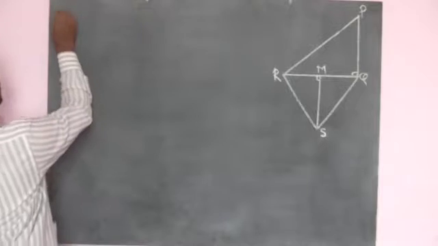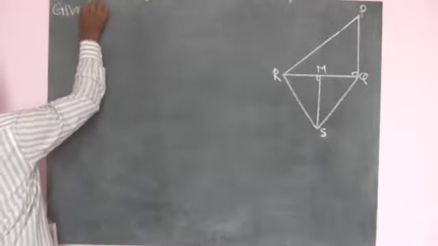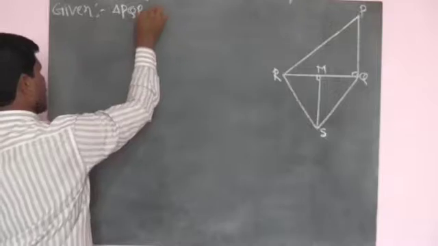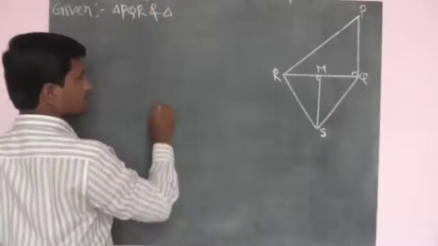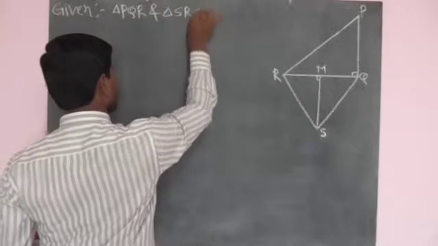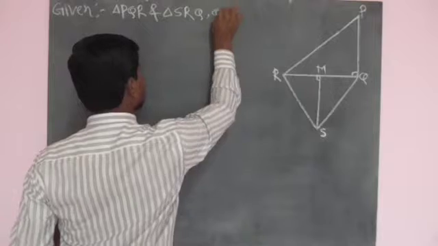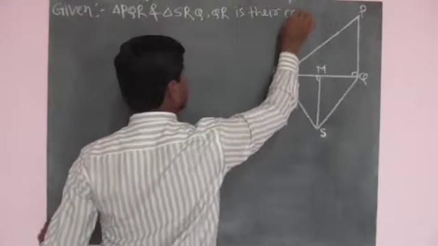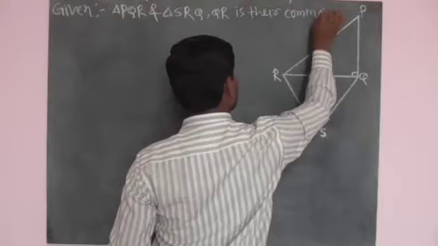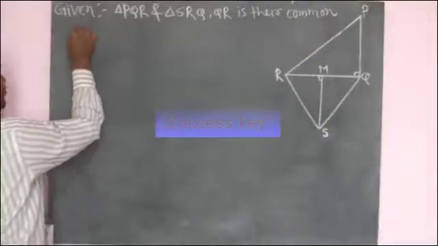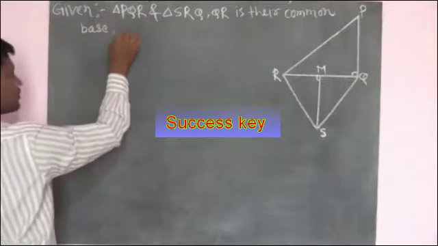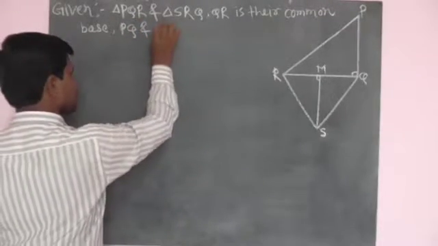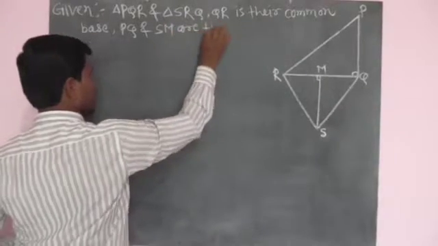Now, the given is: in triangle PQR and triangle SRQ, QR is the common base, and PQ and SM are their corresponding heights.